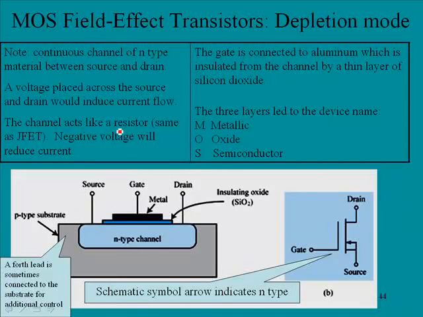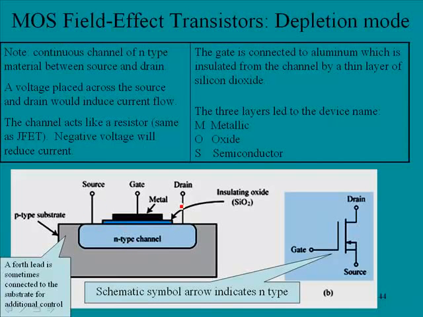The channel acts like a resistor, and this is very similar to what we saw in a JFET, and a negative voltage will reduce current. So if we put a negative voltage here, it will tend to increase the resistance of the N-type channel, and that would reduce current. A more positive voltage would cause the channel to reduce in resistance and conduct lots of current.